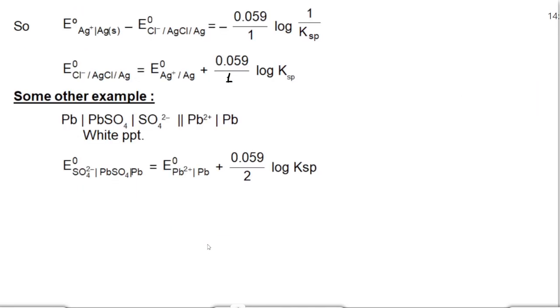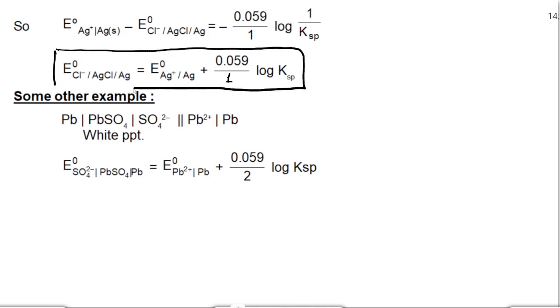So in this way the value comes out to be E naught of Cl negative AgCl Ag is equal to E naught of Ag plus Ag, which most of the time is given to us. So it is equal to E naught Ag plus Ag plus 0.0591 upon n log of Ksp.